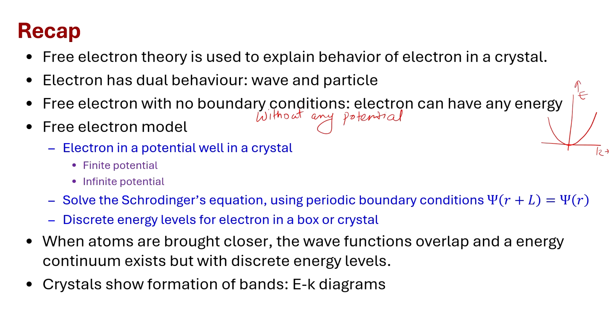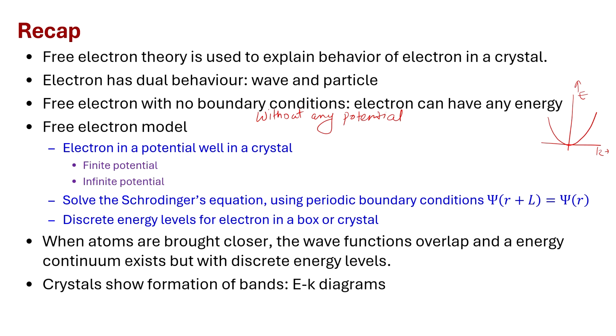Then we looked at the free electron model for electron in a potential well in a crystal. We looked at two cases, one was finite potential, second was infinite potential, and we solved the Schrödinger equation using the periodic boundary conditions, that is psi(r plus L) is equal to psi(r), and that the wave function is continuous and its derivative is also continuous. What we get in a solution in an infinite potential is that there are discrete energy levels for electron in a box or in a crystal. So, this lays the background for quantization of energy.